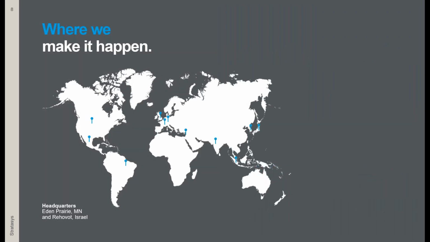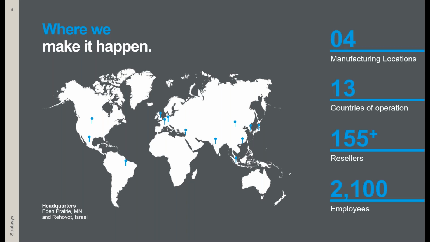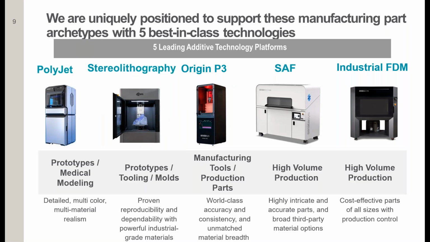So where does all this happen? Well, there are dual headquarters of Stratasys at Eden Prairie in Minnesota, US, and Rehovot in Israel. There are multiple manufacturing locations, countries of operations, as well as a whole set of resellers. And we are glad to be Stratasys' oldest partner in India. We are Stratasys Platinum partners. So let me take you through more on the technology front from Stratasys when it comes to additive manufacturing.